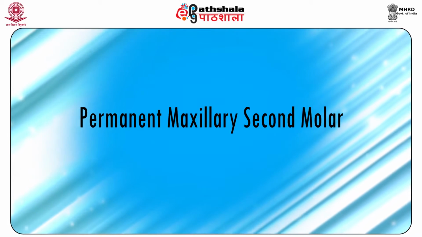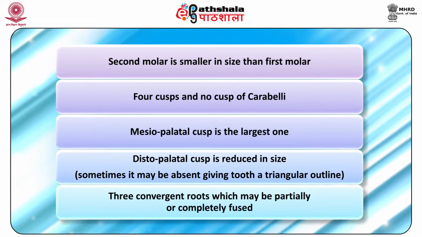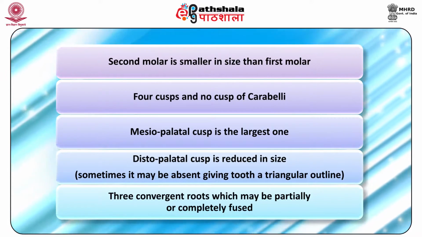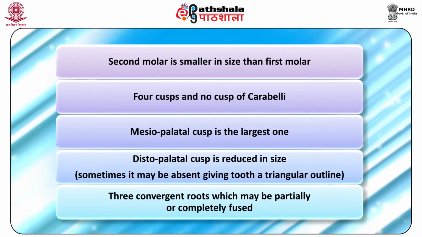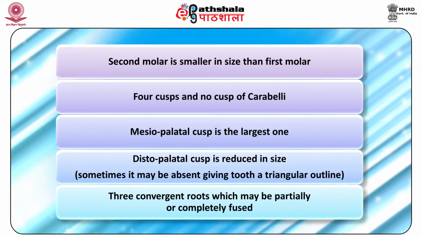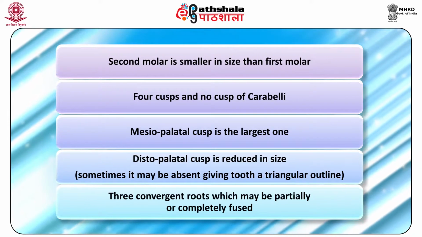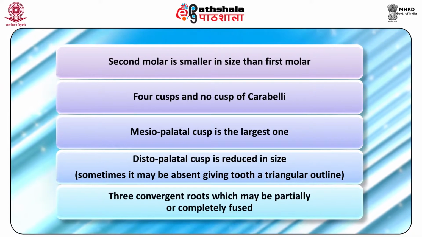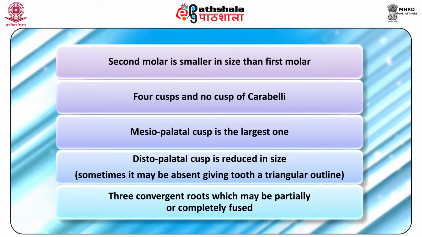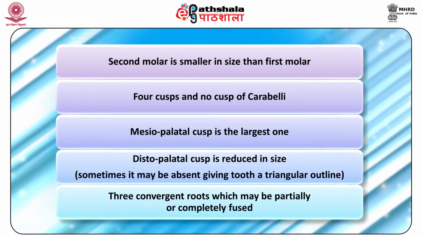Permanent maxillary second molar. The second molar is smaller in size than the first molar. It has four cusps but without any carabelli cusp. The mesiopalatal cusp is the largest one. The distopalatal cusp is reduced in size. Sometimes it may be absent, giving the tooth a triangular outline. There are usually three convergent roots which may be partially or completely fused.